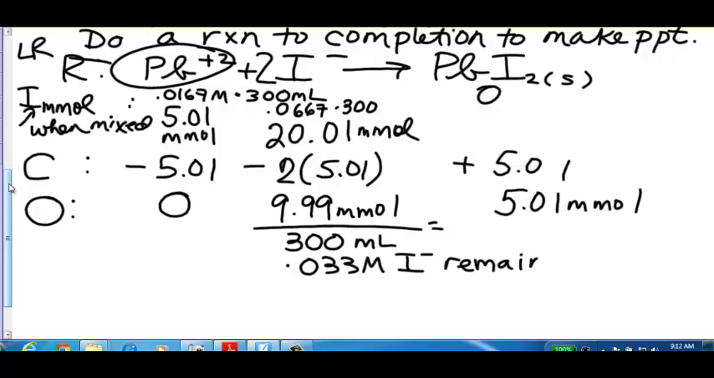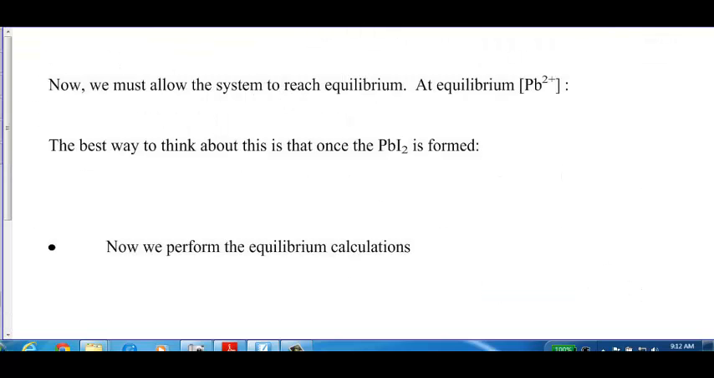After the precipitate forms. But I can't say 0. You can't say there's no lead ions left. We don't say 0 because in reality there are some. So, you're not going to like this, just so you know.